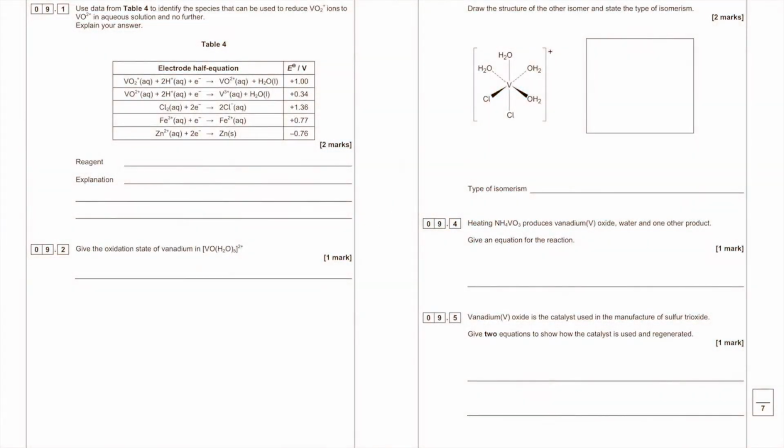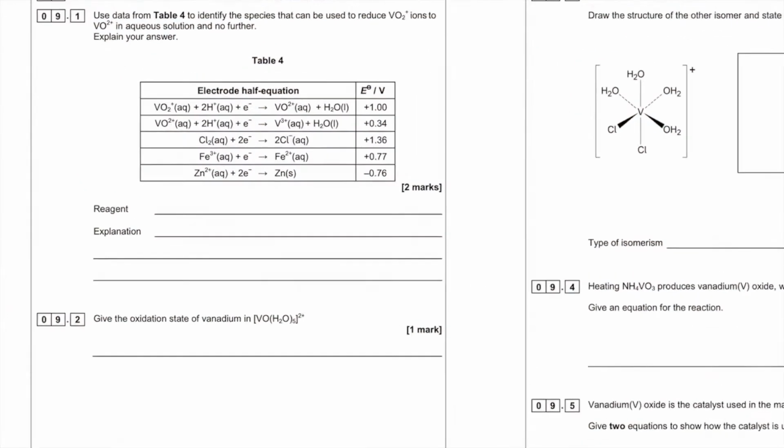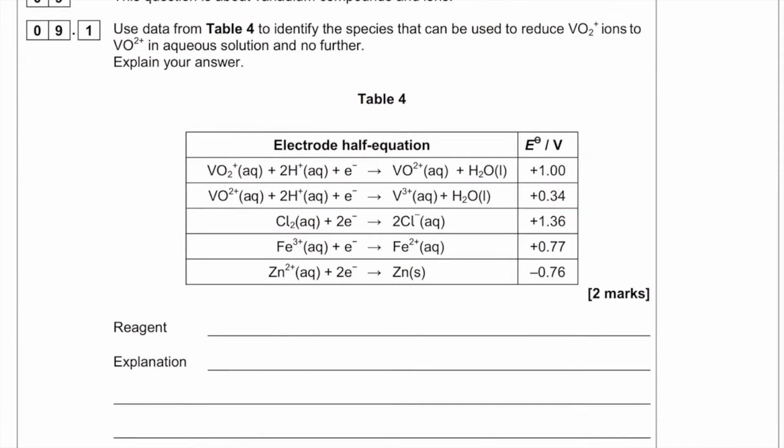Analysis of question 9 here. So this is about redox, of course, just by looking at that table there. This question is about vanadium compounds and ions. Now this is a very common topic of redox questions, vanadium, especially for AQA.